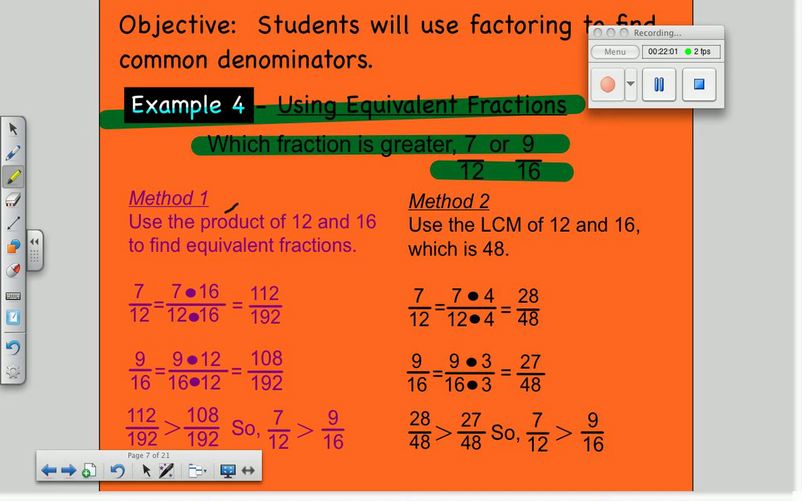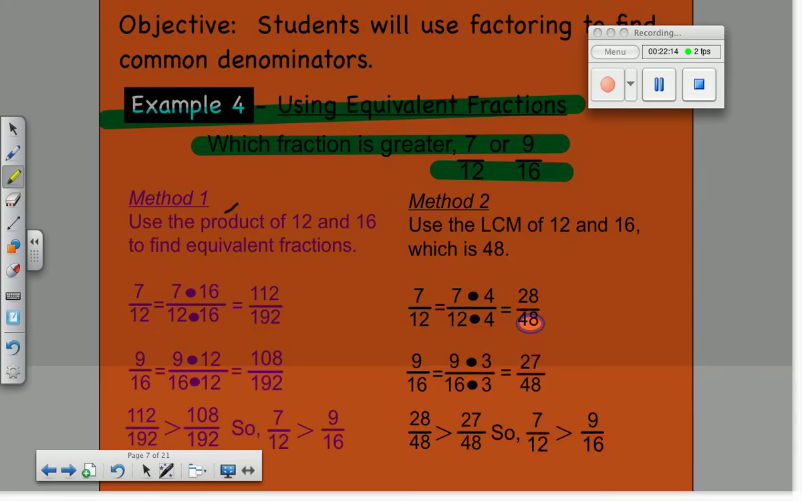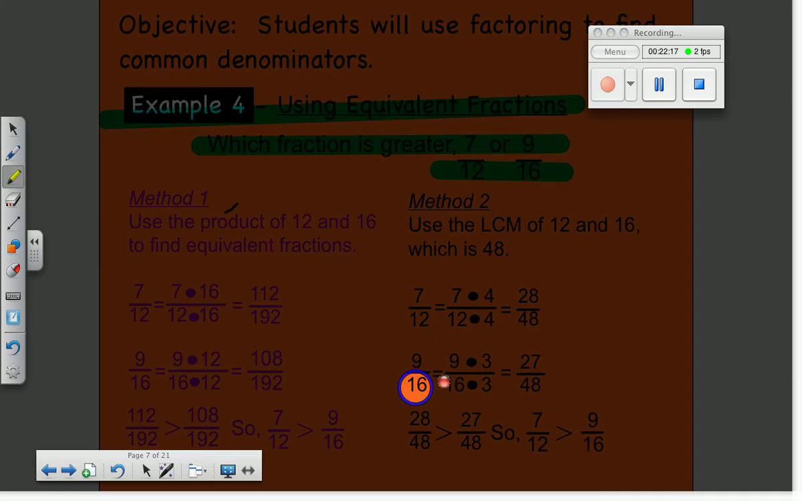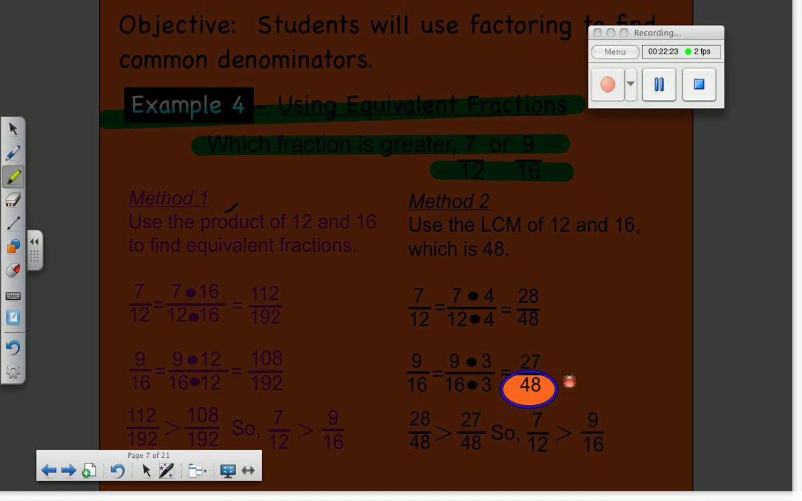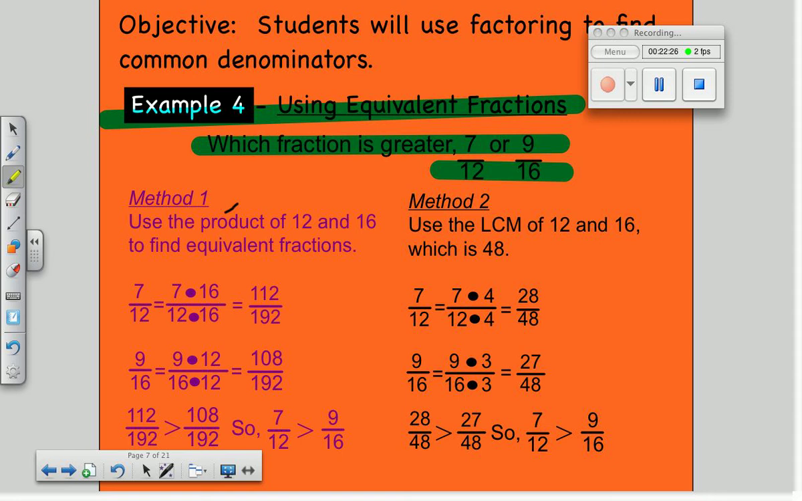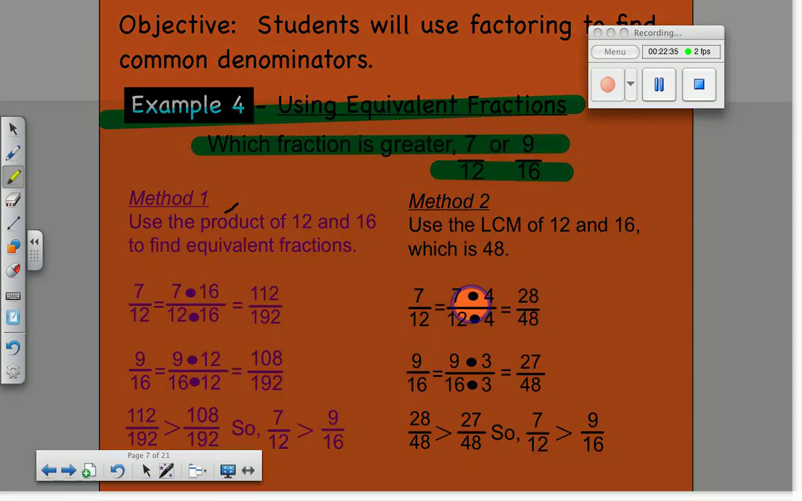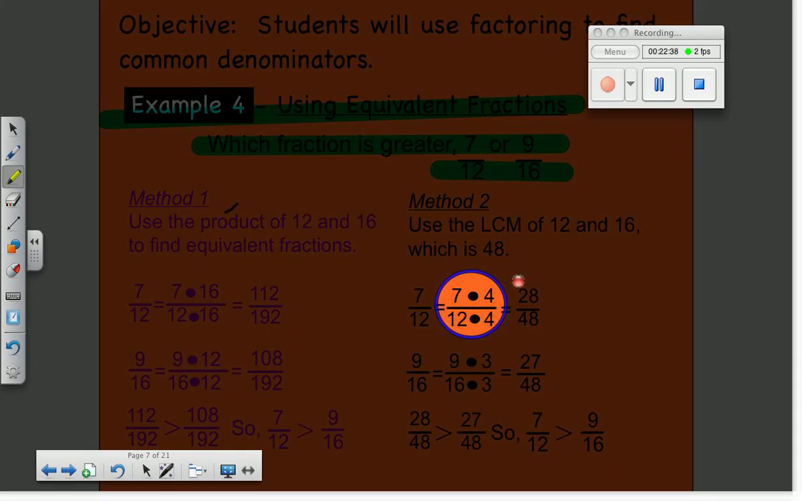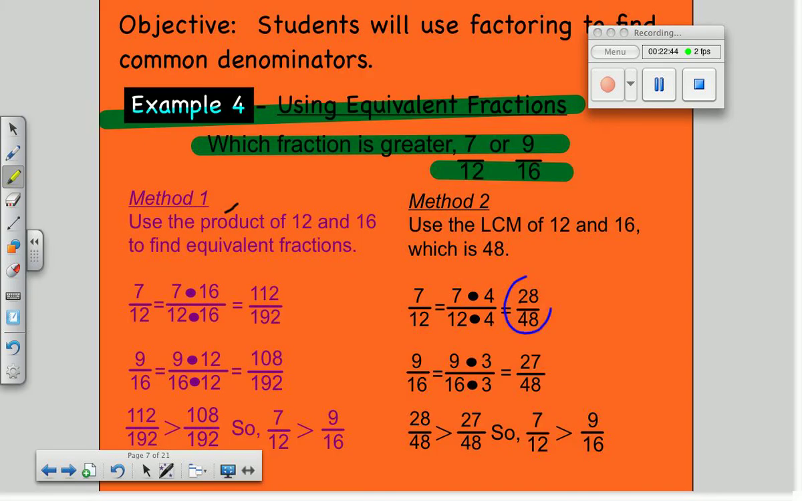So, a multiple of 12 is 48. So we're going to change this denominator to 48. And a multiple of 16 is also 48. So we're changing both denominators to the same, which is 48. How did I change 12 to 48? I multiplied by 4. So if you multiply the denominator by 4, you also have to multiply the numerator, the top number, by 4. 12 times 4 is 48, and 7 times 4 is 28. So we have 28 over 48.